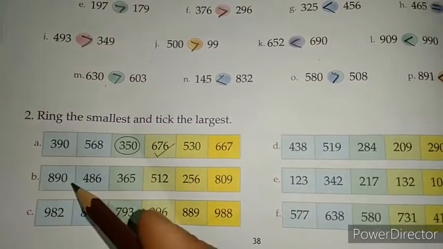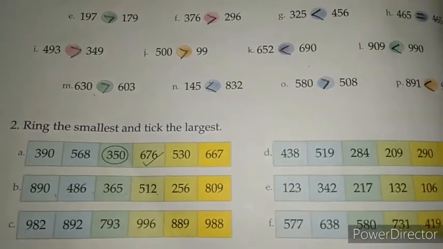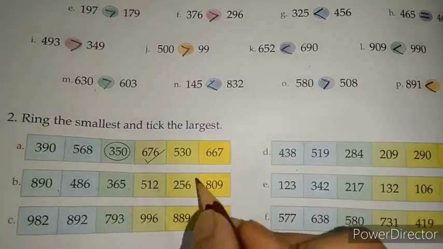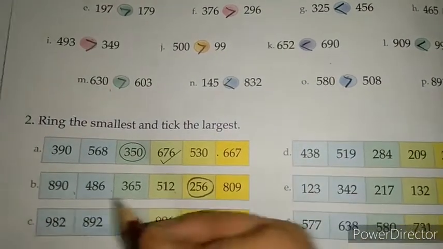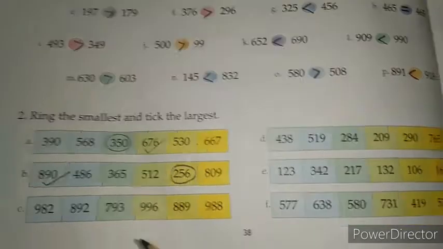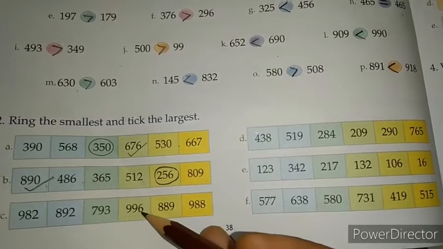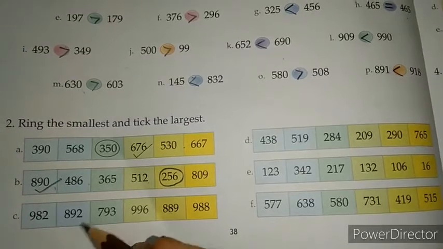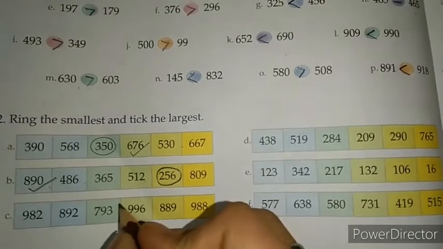Then 890, 486, 365, 512, 256, 809. Which number is smaller? 256 is smaller than all the numbers, and 890 is the largest number in this pattern. Okay, next one: 982, 892, 793, 996, 889, 980. So which number is smaller? Tell me students. Yes, 793.